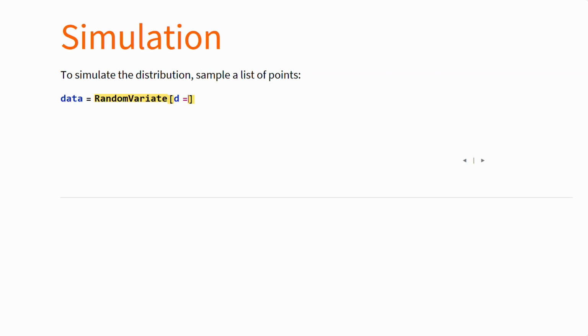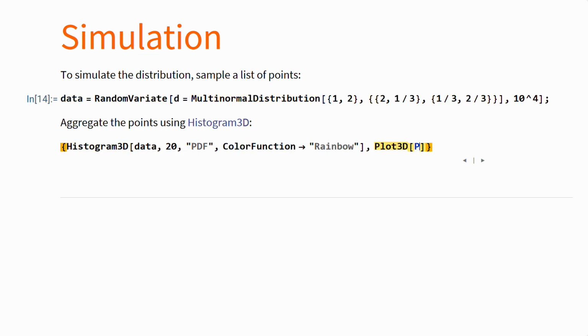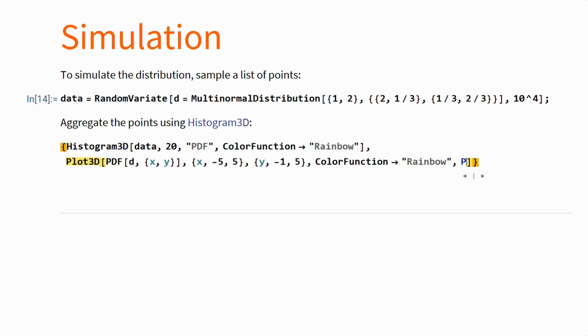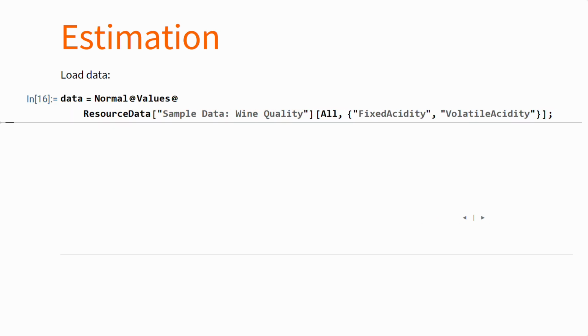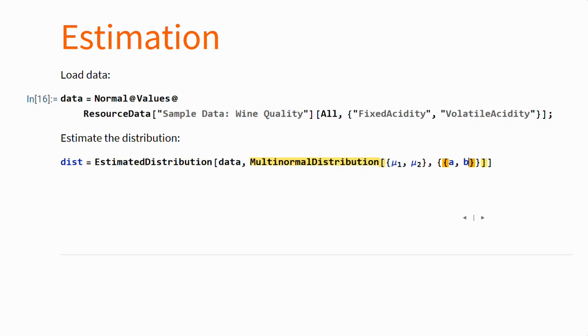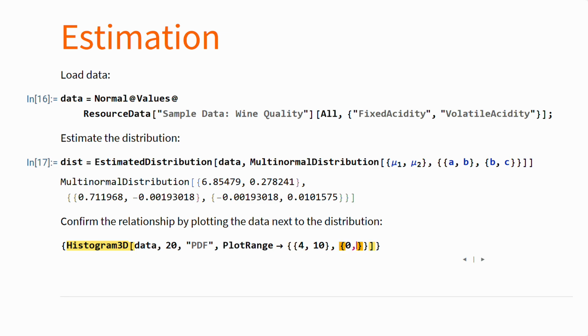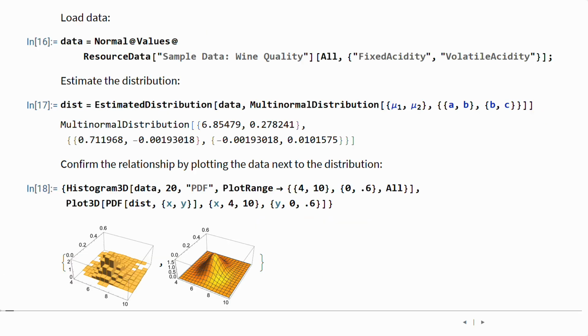As usual, to simulate data, use RandomVariate. To visualize, use Histogram3D for data and Plot3D for the distribution. Last lesson, we estimated the wine fixed acidity was normally distributed. Can you estimate both fixed and volatile acidity? Okay, well, you can load the data, estimate the distribution on the multinormal, and confirm the relationship by plotting the data against the distribution. This indeed seems reasonable.